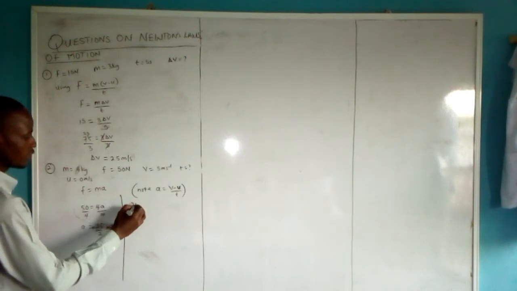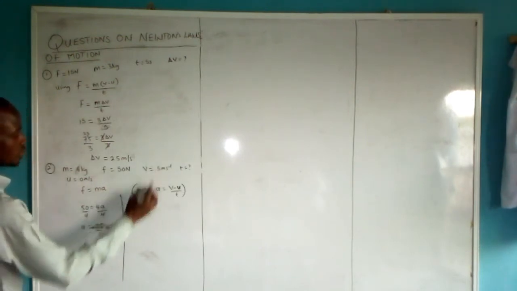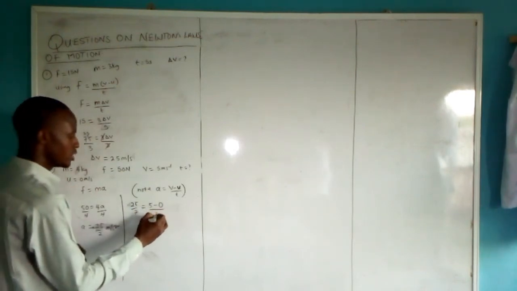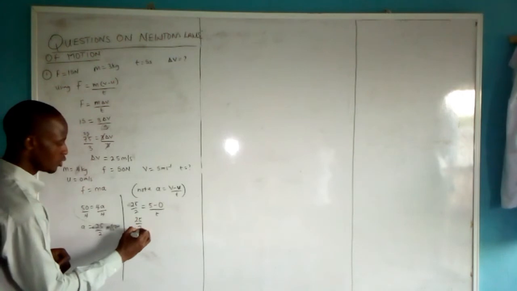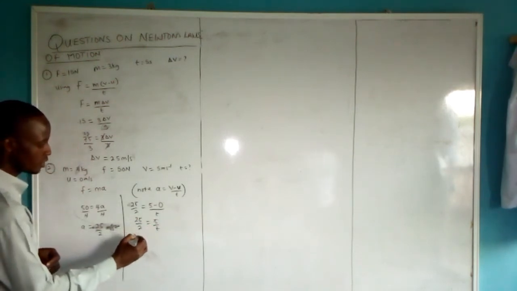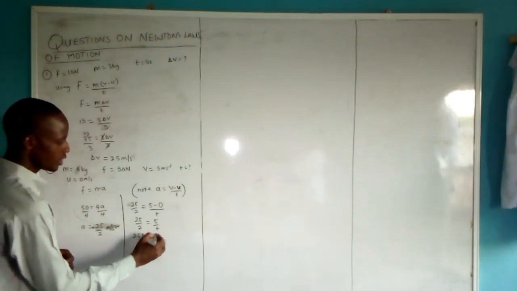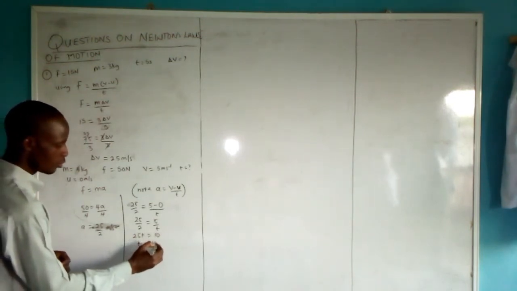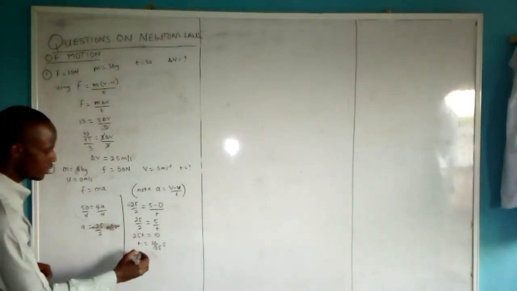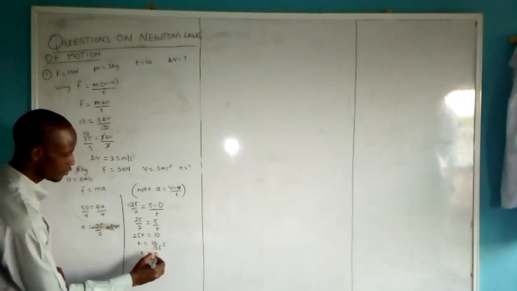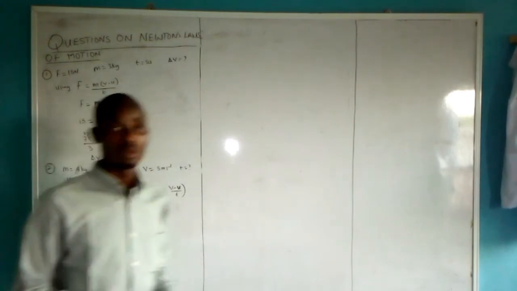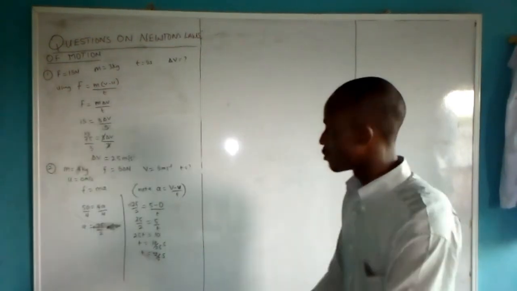Don't forget, a equals v minus u over t. So we can say 25 over 2 equals v, which is 5, minus 0 since the body started from rest, all over time t. So we have 25 over 2 equals 5 over t. Cross multiplying, I have 25t equals 10. So t will be 10 over 25 seconds, or better still, 2 over 5 seconds. In decimal, you know what the answer will be. So that is for the second question.